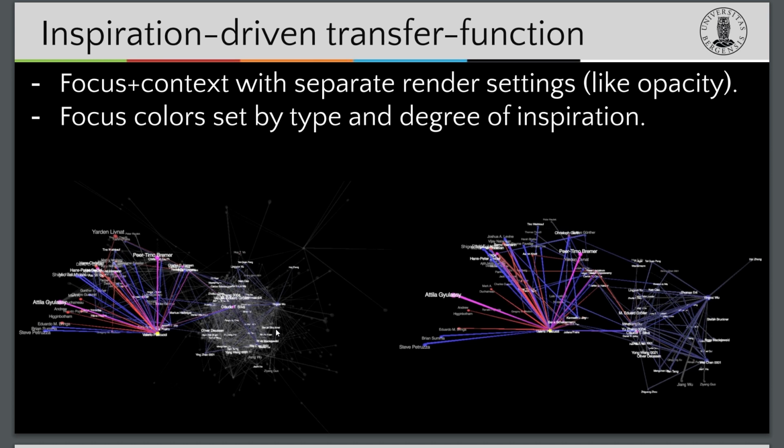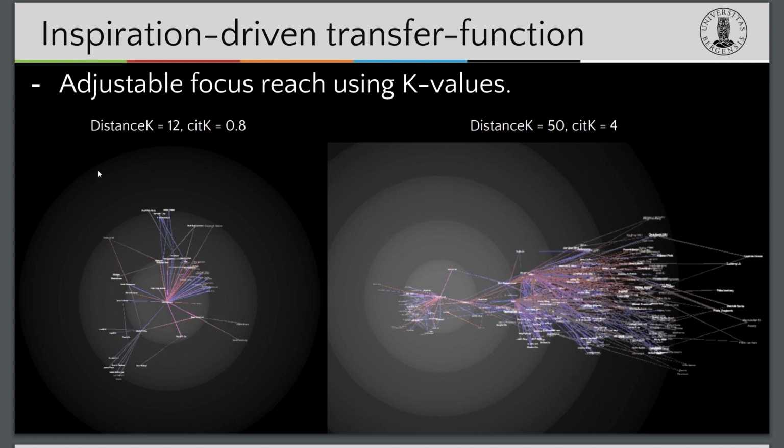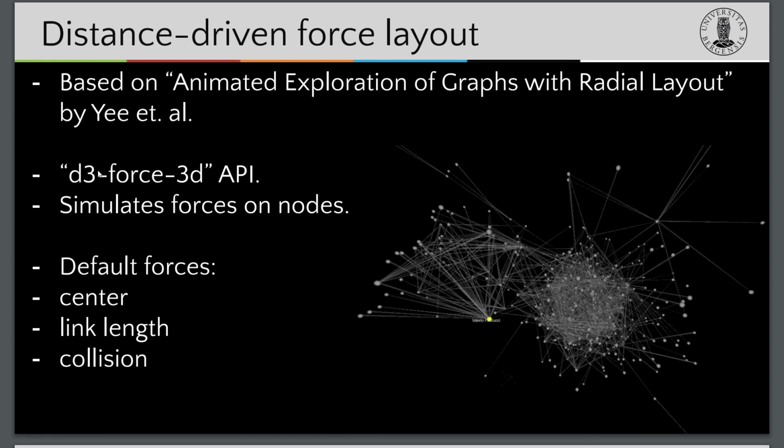So this gives you focus and context with separate rendering settings. So you can change the opacity on the context only, for instance. It also lets you color the focus by the type and degree of inspiration within it. And of course, it lets you adjust the reach of the focus by adjusting these K values. So to make it easier to read the focus and the parent-child relations within it, you can rearrange it. And this should be done dynamically.